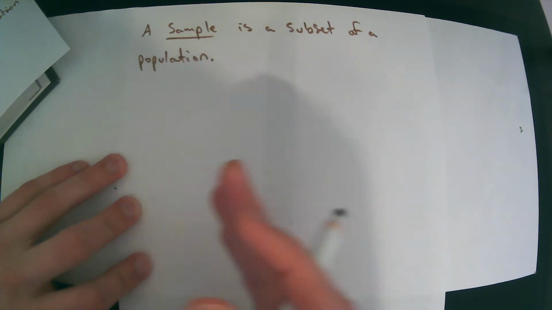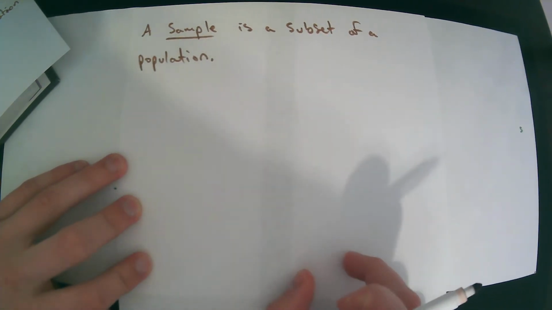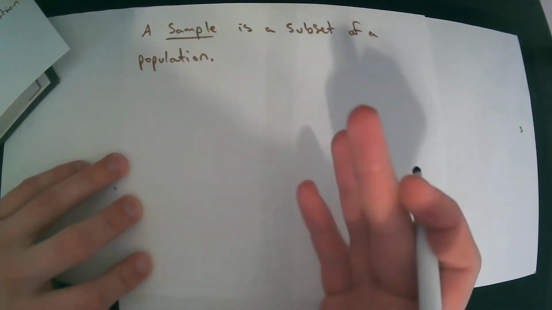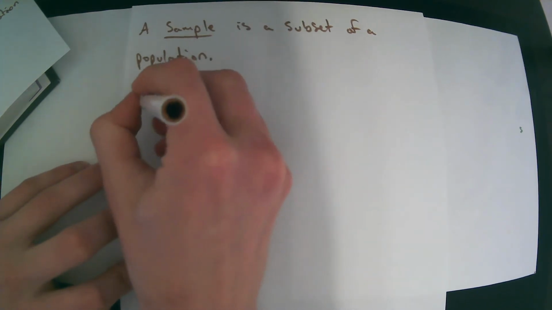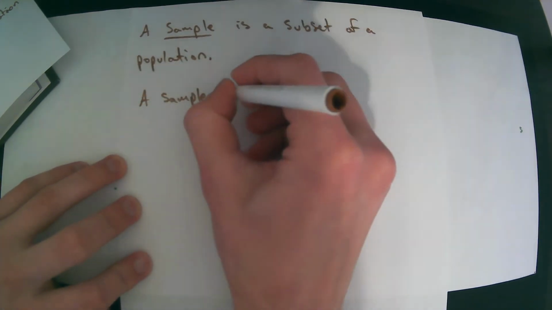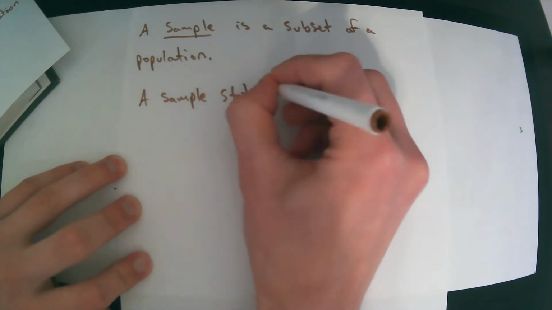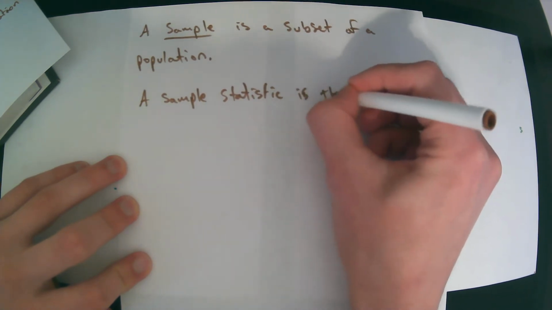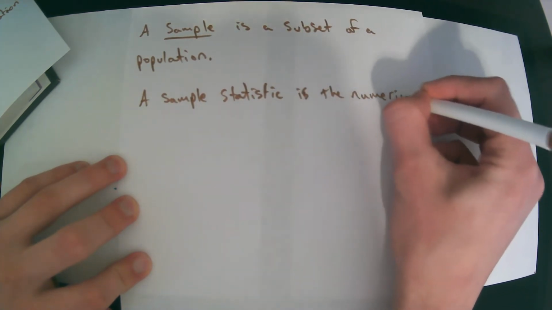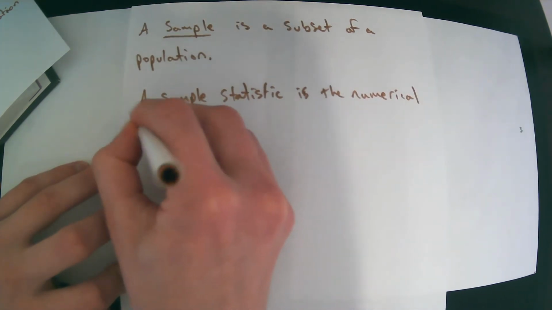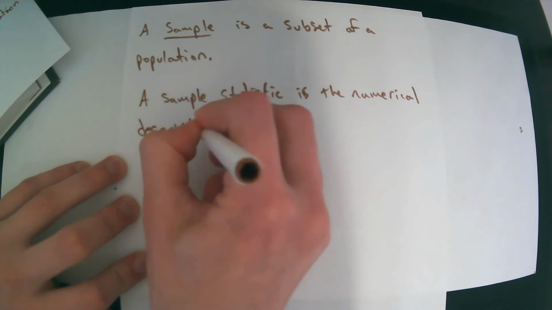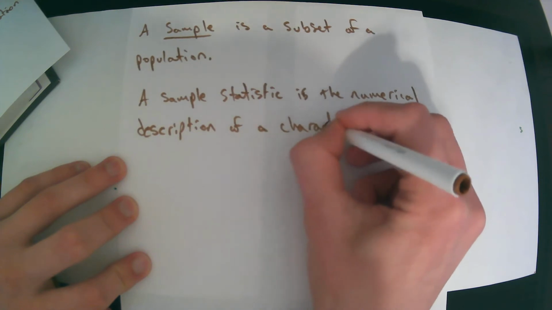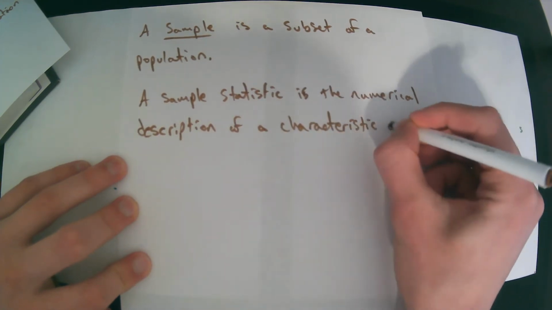And just like we had a population parameter, which was some numerical description of some characteristic of the population, the corresponding term for a sample is a sample statistic. These are just fancy phrases. And you'll see it's the exact same definition: the numerical description of a characteristic of a sample.